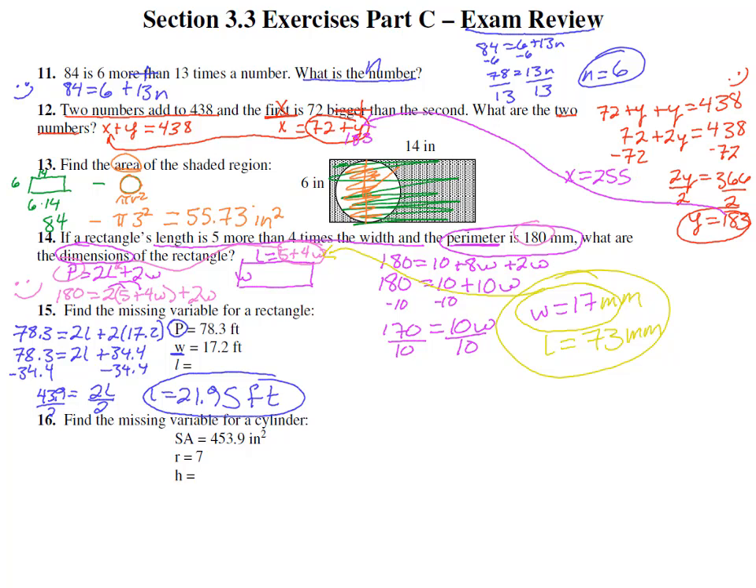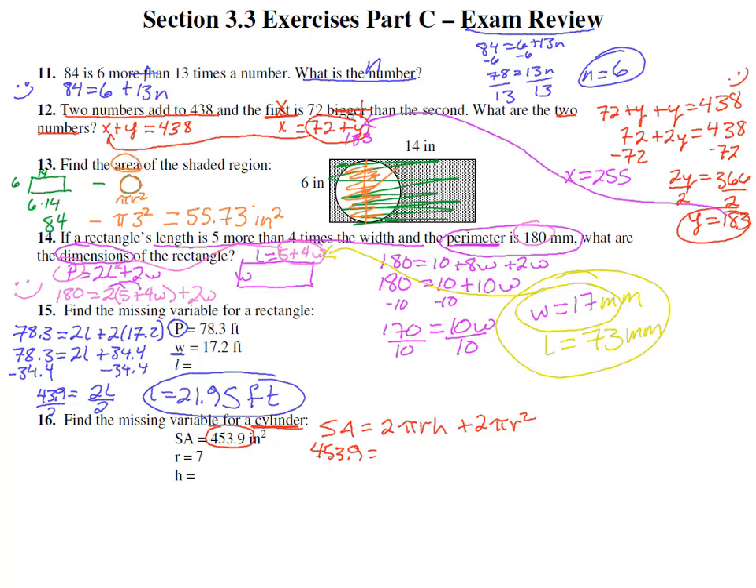Number 16. Find the missing variable for a cylinder. All right, we need to look up the formula for a cylinder. I think we have that SA equals 2 pi RH plus 2 pi r squared. And sometimes it's written as 2 pi r squared plus 2 pi RH, but either way, we'll get the same thing. So we know the surface area is 453.9.